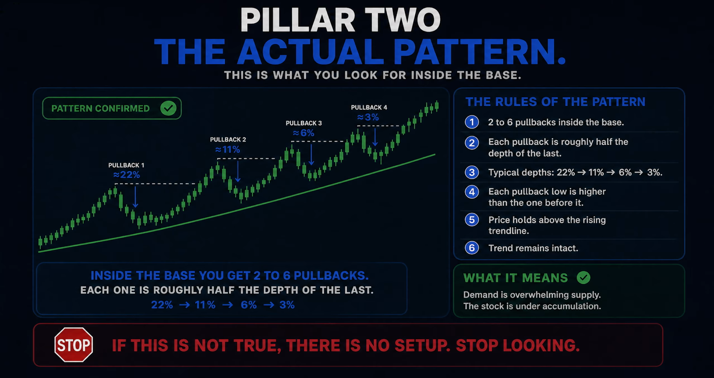Pillar 2, the actual pattern. Inside the base, you get 2 to 6 pullbacks, and each one is roughly half the depth of the last. 22%, then 11, then 6, then 3, each low higher than the one before it. And here's what's happening underneath.